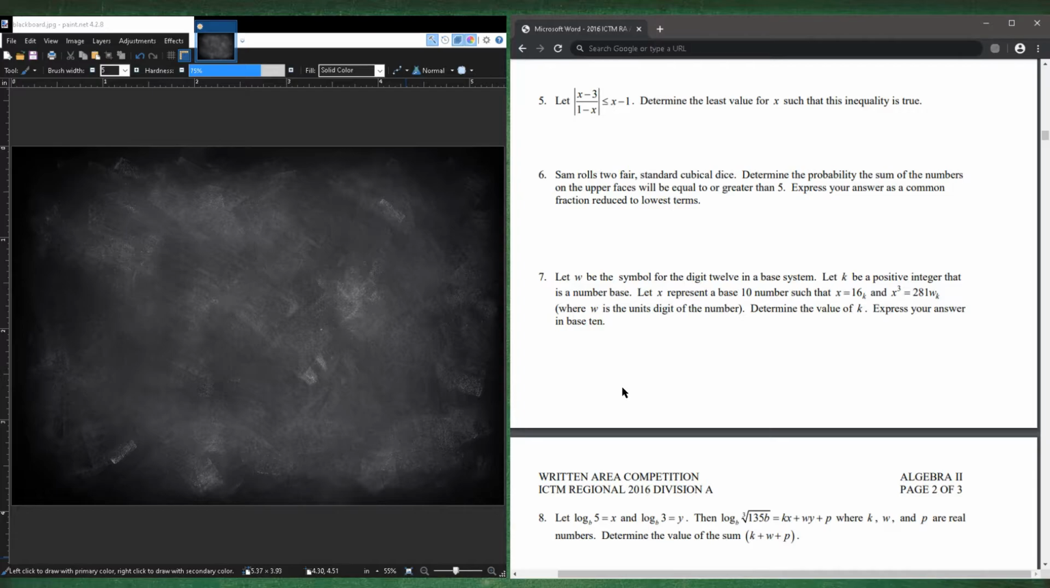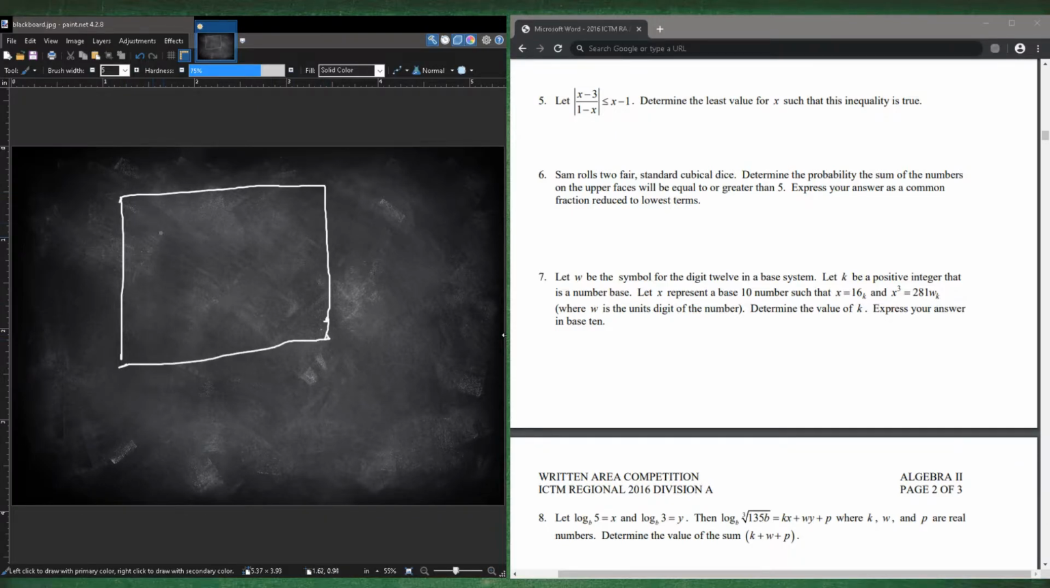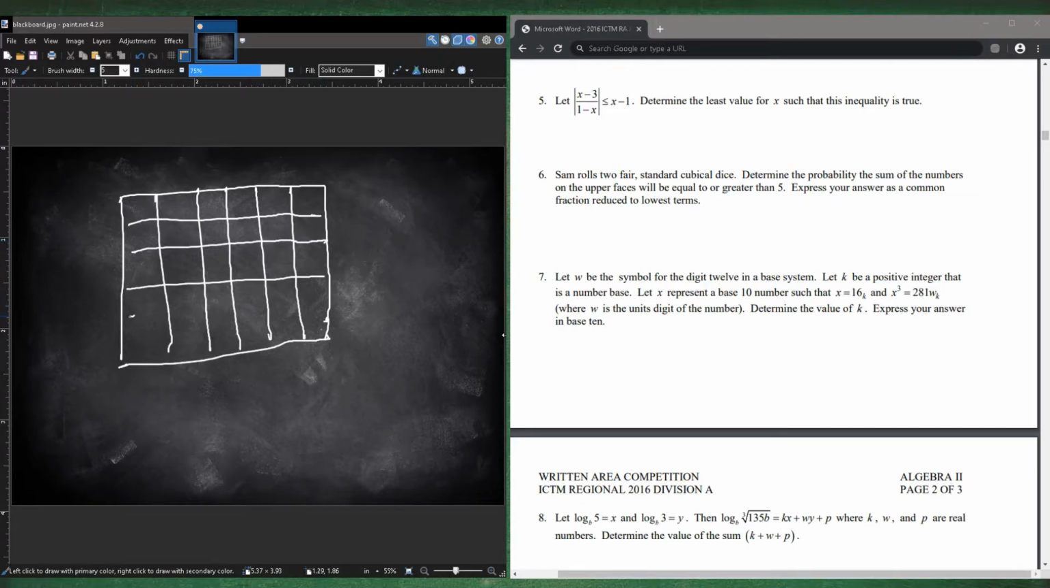Okay, number 6. Sam rolls 2 fair standard cubical dice. Determine the probability that the sum of the numbers on the upper faces would be equal to or greater than 5. So let's kind of make a chart. So 1, 2, 3, 4, 5. So let's say our first dice, the possibilities are 1, 2, 3, 4, 5, and 6, right? And the second dice is 1, 2, 3, 4, 5, 6.